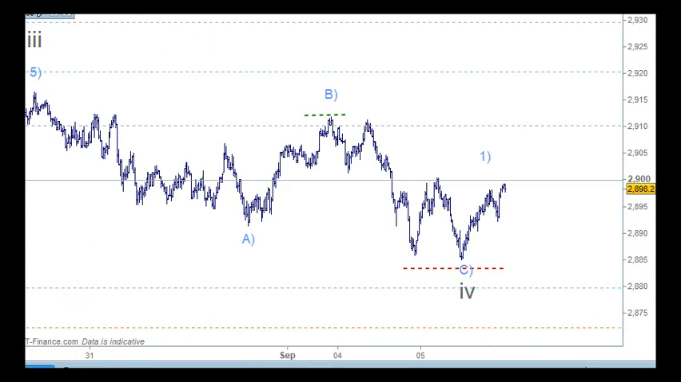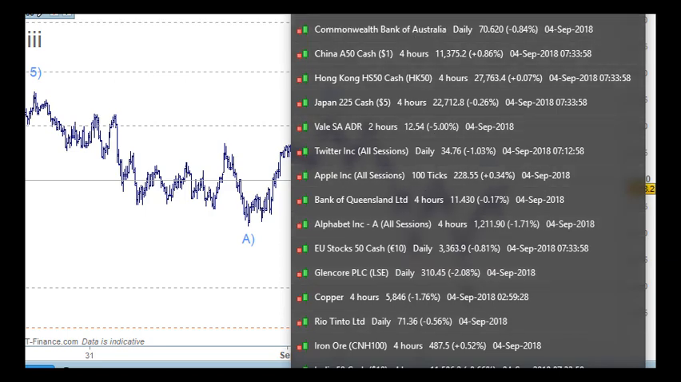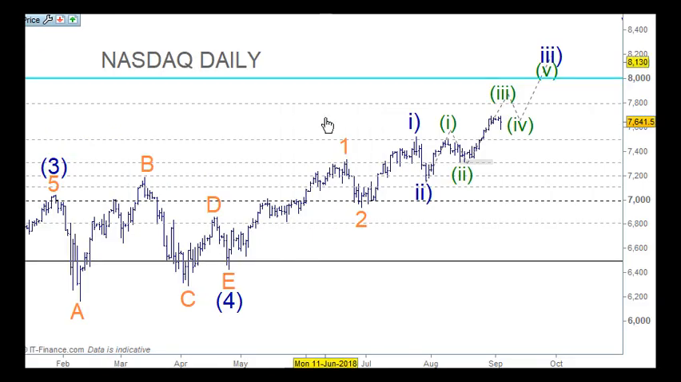We'll look at the NASDAQ tech stocks. So the NASDAQ has got the same count as well, so wave 3 here, an A and a B and a C and a D and an E wave here, and we're looking for a move up into 8,000, which would be our target area up here.